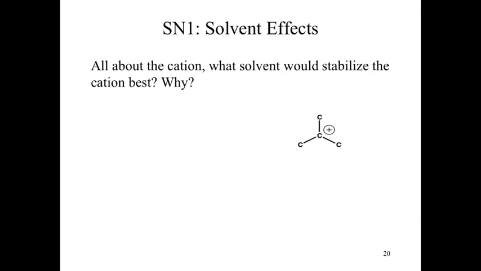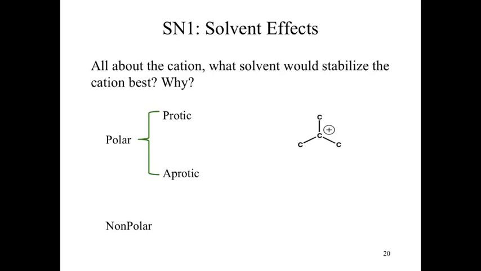When we move to solvent effects, again, it's still all about the cation. So what we're trying to do is decide what solvent is going to be best. If we slowly step our way through it, we either have a polar solvent or a non-polar solvent. Polar is going to give us partial charges, a partial positive and a partial negative. Non-polar gives us none of that. That negative can interact with the carbocation and stabilize it. So polar is better than non-polar.